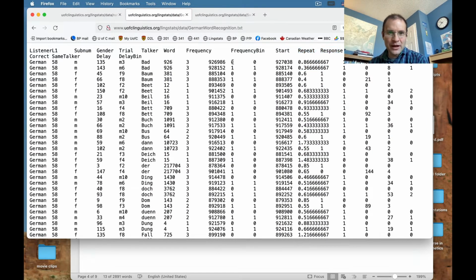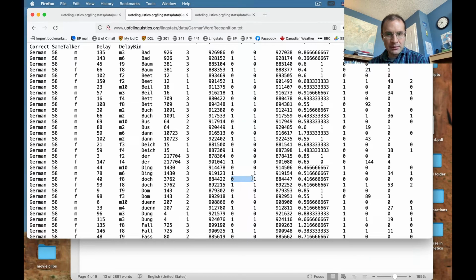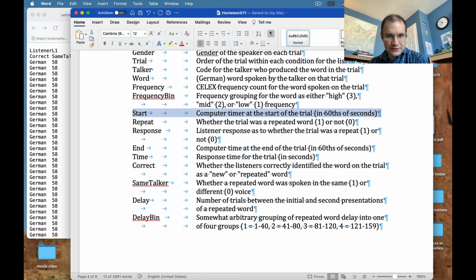Some of the really interesting information here is in between. There's whether or not the word is a repeat, and there's also what the response is. If you hear a repeat, your job is to say whether it's a repeated word or not. So this one is new, and they're saying, well, no, it sounds like it's new. This one's a repeat, and this person says, yeah, it sounds like it's a repeat. So most of these they're getting right. Here's one where they get it wrong, and so on and so forth. But that's what those numbers represent. If it's a repeated word, that's a 1. If it's not, it's a 0. The response is also 1 for repeats and 0 for new responses.